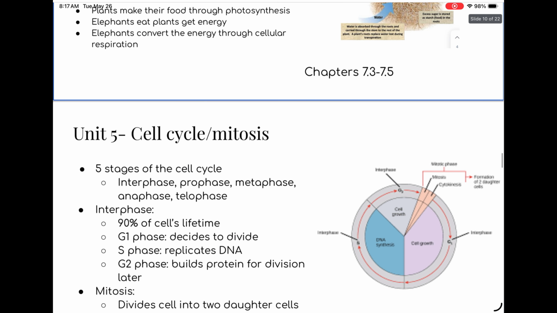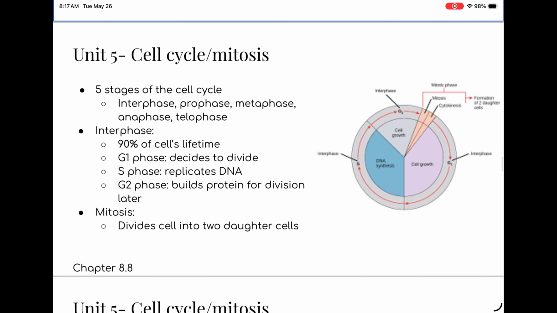Unit 5, the cell cycle and mitosis. There are 5 stages of the cell cycle: interphase, prophase, metaphase, anaphase, and telophase. Starting at interphase, the cell spends 90% of its life in that phase. And during that phase, there are 3 steps.